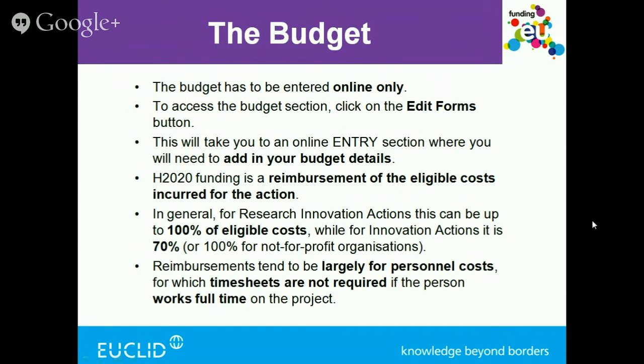Budget is the one that is online, all quite straightforward. A reimbursement of the eligible costs. And as I said, you can get 100% or 70% for innovation actions or 100% for not-for-profit. So again, I think most organizations at this webinar will be not-for-profit, so that's 100%, lots of money. Reimbursements tend to be largely for personnel costs, okay?